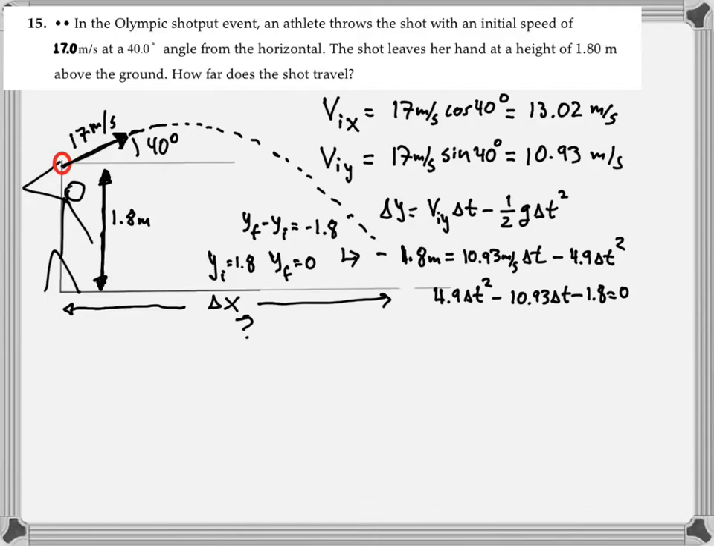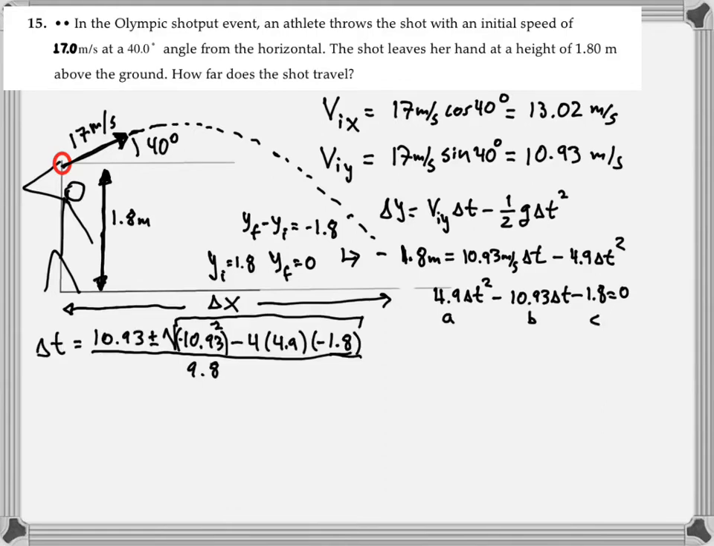So that allows us to identify a, b, and c in your quadratic equation. So a is 4.9, b is minus 10.93, and c is minus 1.8. So using the quadratic formula, the solution for delta t would be minus b, so that's 10.93, plus or minus the square root of b squared, so minus 10.93 squared, minus 4 times a, 4.9, times c, minus 1.8, all that divided by 2 times a. 2 times a is 9.8.